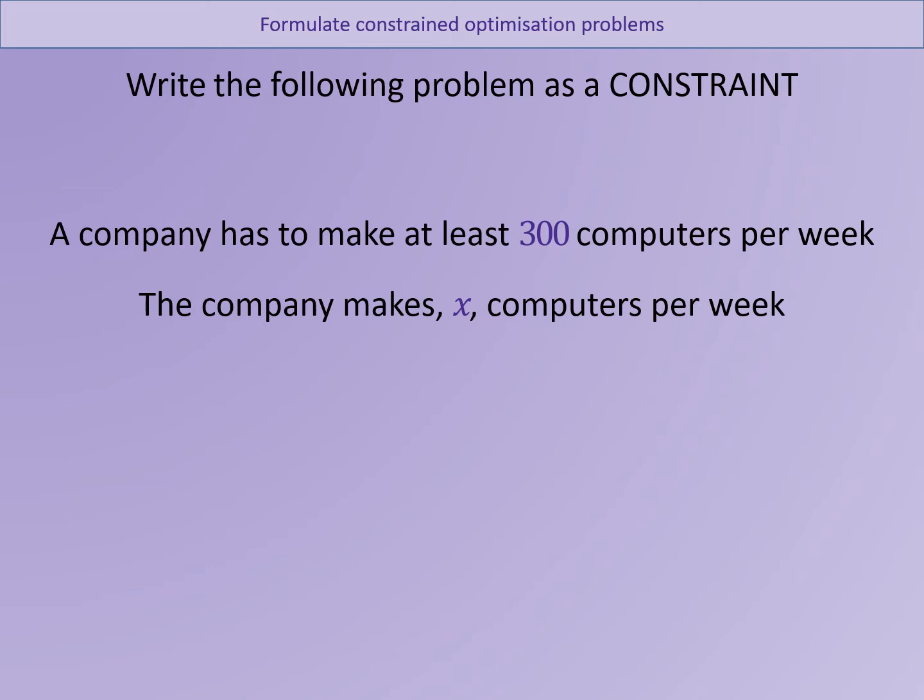So the first one: if a company needs to build at least 300 computers a week and the number of computers that the company makes per week is X, write this as an inequality or a constraint. So the answer to that is X is greater than or equal to 300.